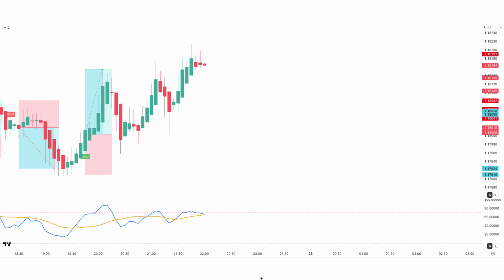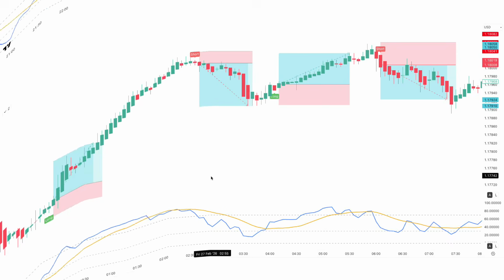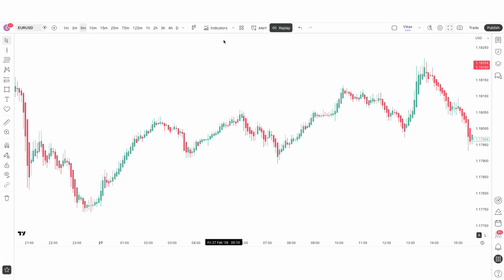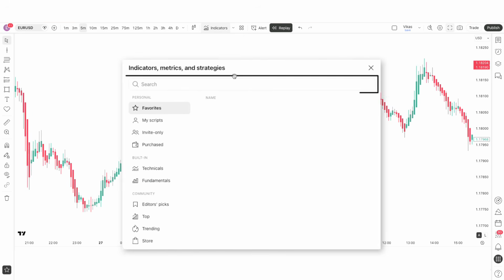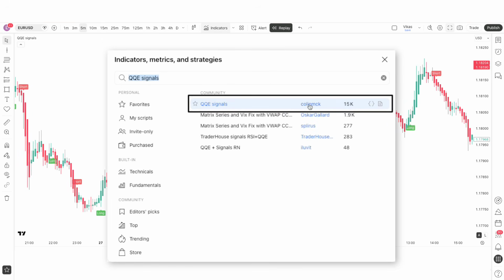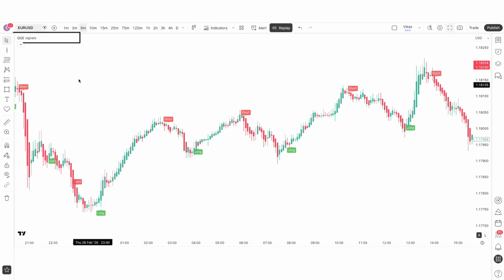Now we tell you how we want to trade. Let's start the video. We open the EUR/USD 5-minute chart, and don't sweat the time frame either. Next, you'll want to find those magic indicators. Head over to the Indicators tab and search for the QQE signals. Select the indicator made by Kolonink and add it to the chart.